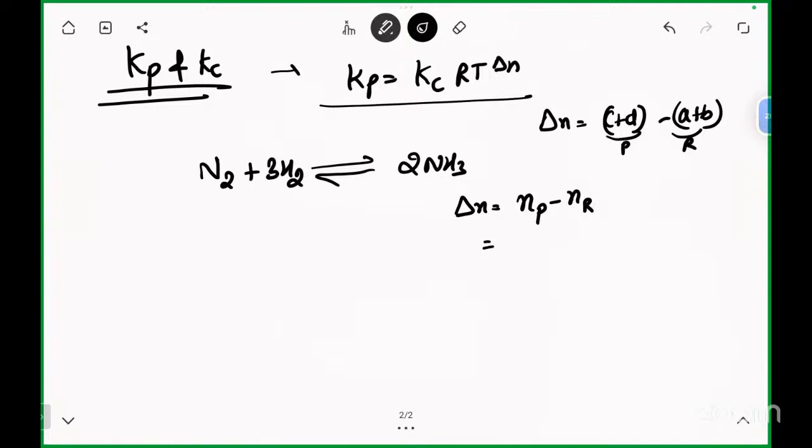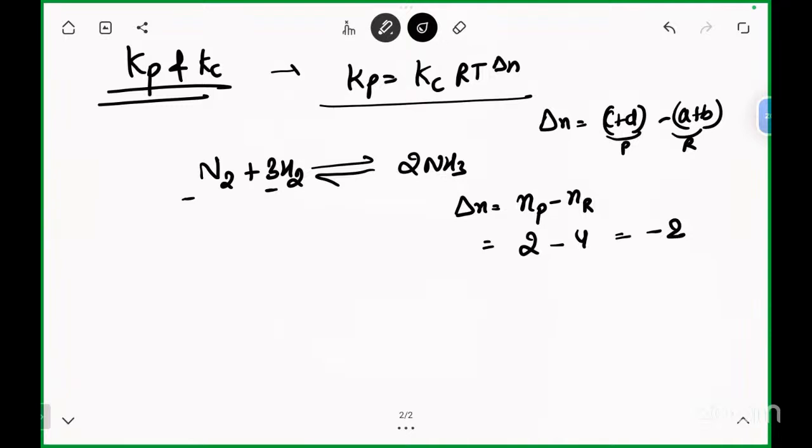On the right hand side we have 2, minus on the left hand side we have 3 H2 and 1 N2. For reactants that do not have any stoichiometric coefficient, we consider it as 1. So 1 plus 3 is equal to 4. So 2 minus 4 is equal to minus 2. So here the value of delta n is minus 2.